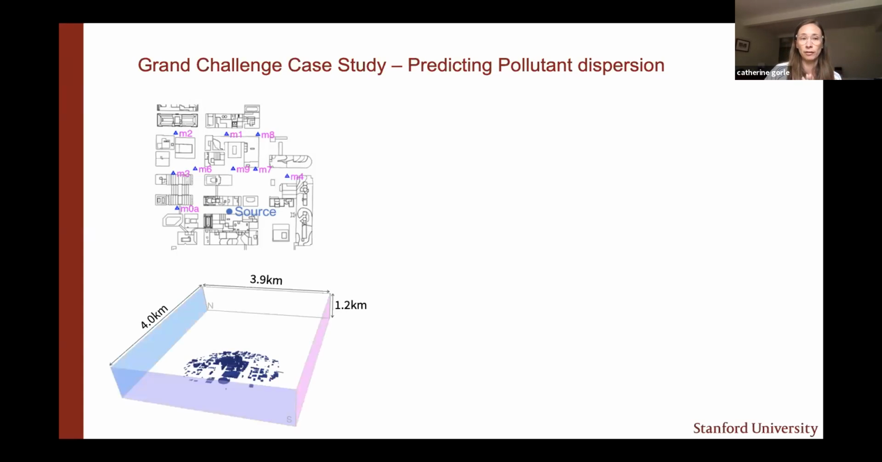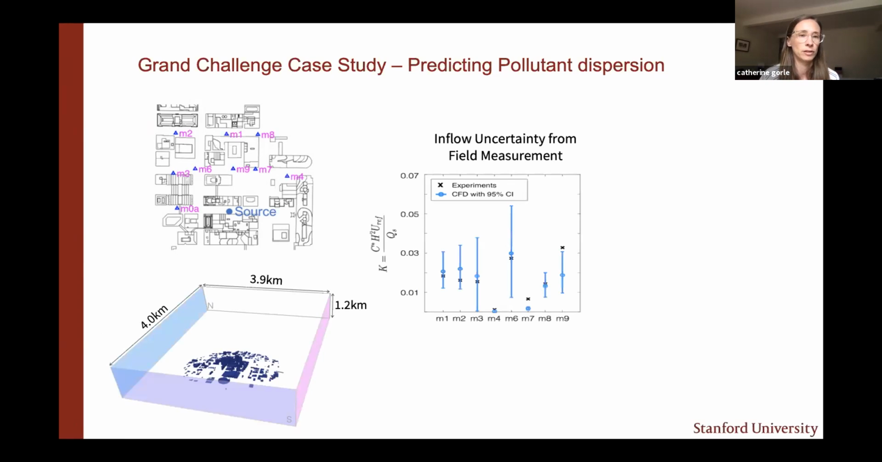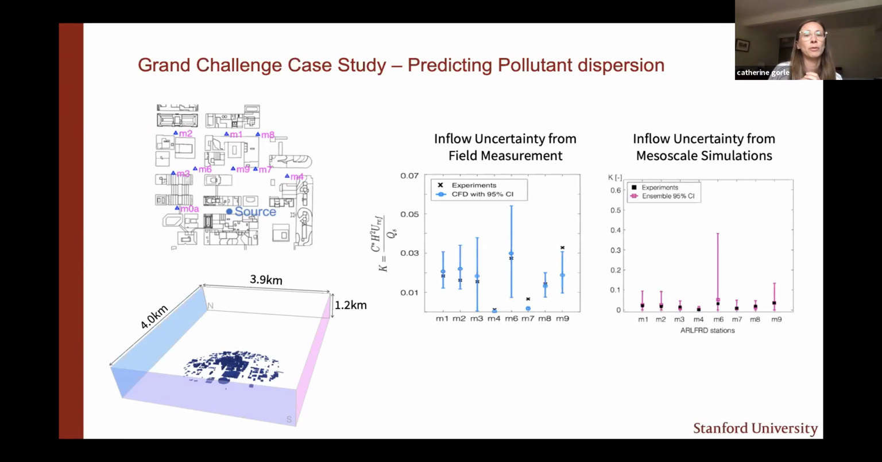So we built a CFD model of this, and then we looked at how we can quantify the uncertainty in the inflow boundary conditions, and we did 2 things. The first one is we looked at a field measurement that was taken upstream of our computational domain at the inflow boundary. And we looked at what the variability was and then transported that through our simulations. That's the plot that you see on the left here.